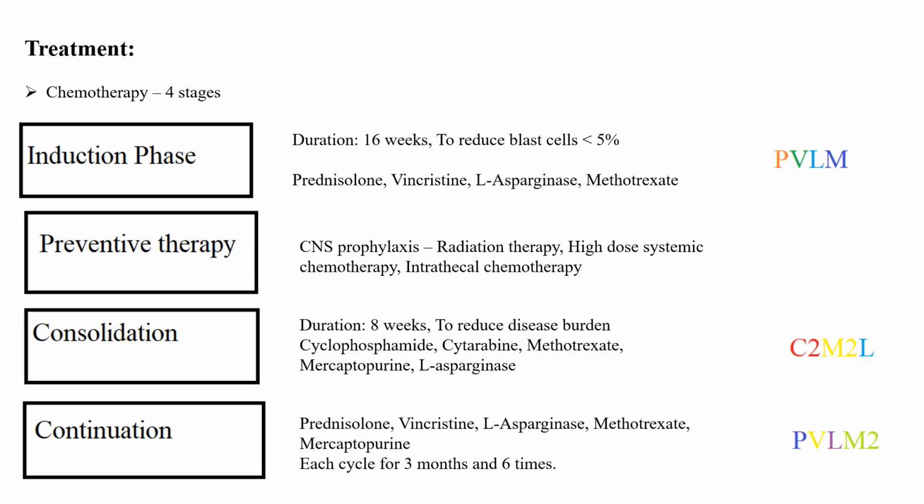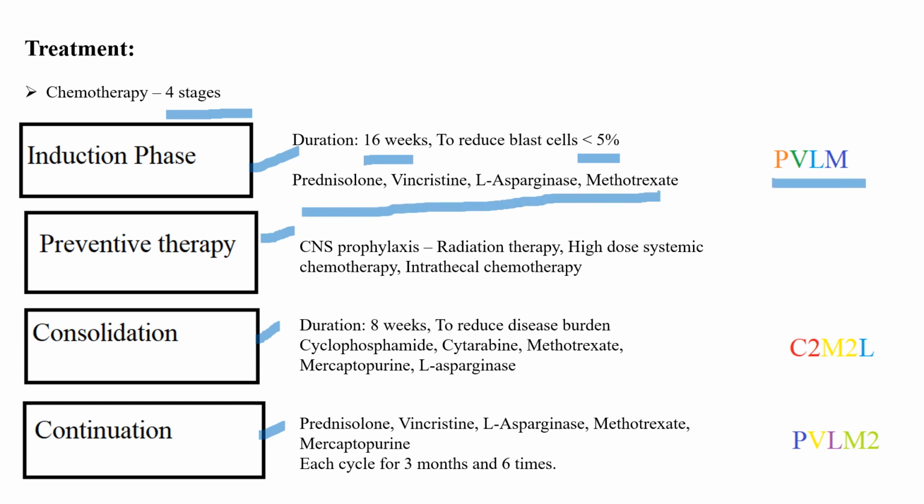Coming to the treatment, first we have chemotherapy. This chemotherapy can be given in 4 stages, namely induction phase, preventive therapy, consolidation, and continuation phase. In the induction phase, we give it for a duration of 16 weeks to reduce the blast cell count drastically to less than 5%. The drugs we give here are prednisolone, vincristine, L-asparaginase, and methotrexate. We can remember this by the mnemonic PVLM.